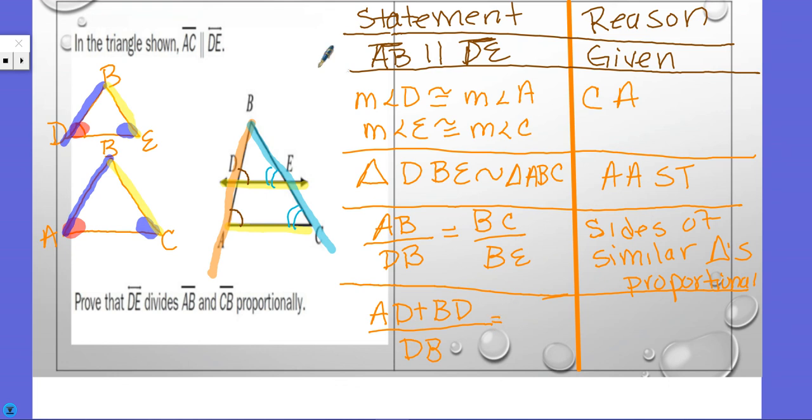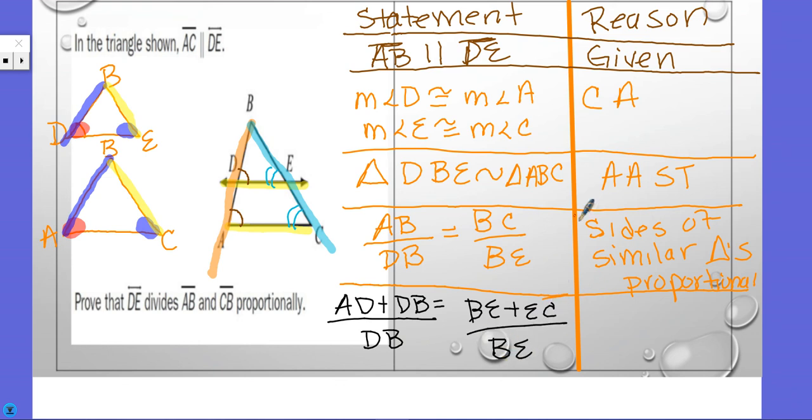And that should also equal, and I'm going to move this over because I need the space. So AD plus DB should equal, and I'm going to put the DB back on the bottom. On this side, BC is made up of two pieces, BE plus EC, and we're going to say over BE. And we're going to call this segment addition. That's the reason we're doing that here.